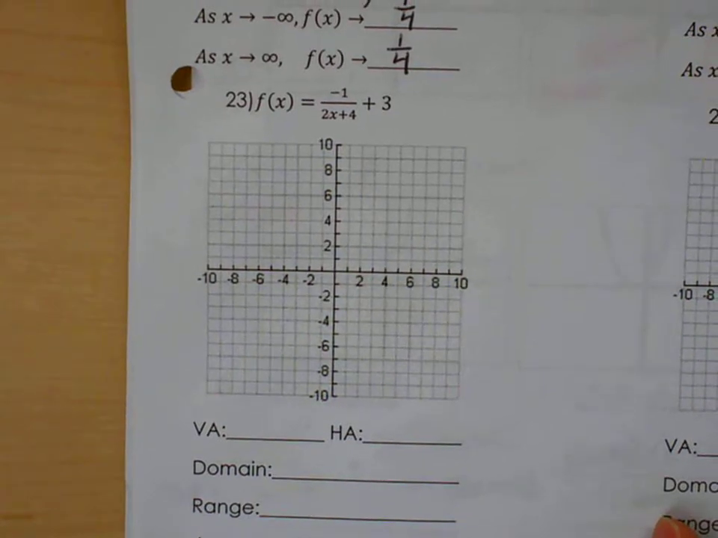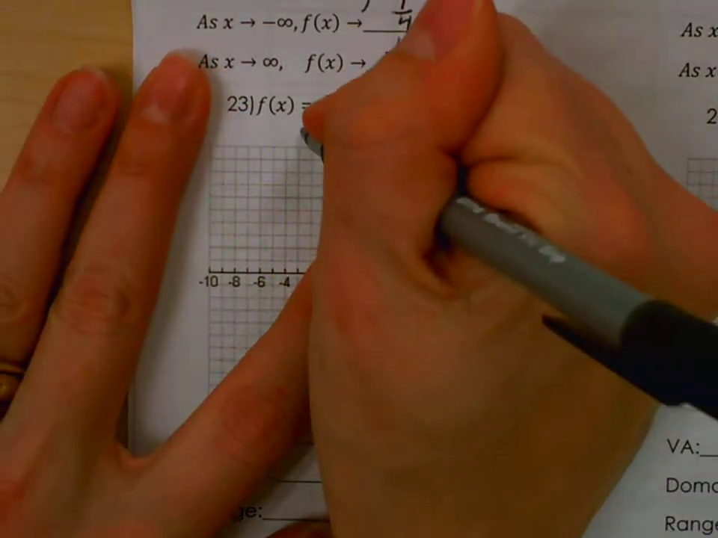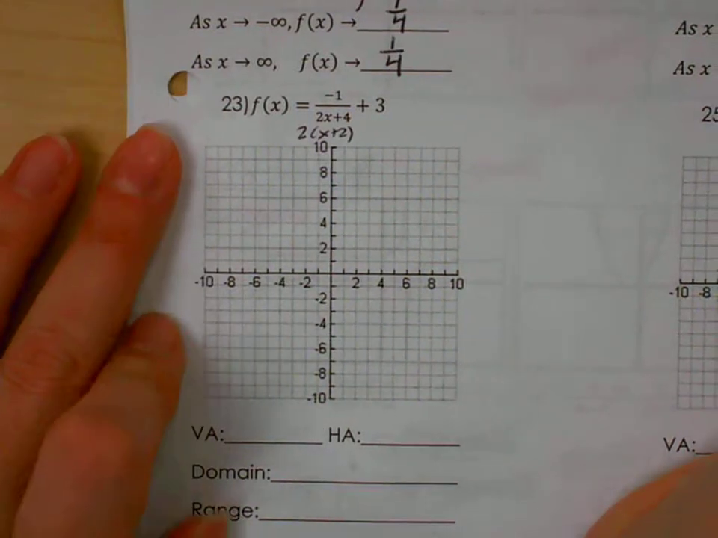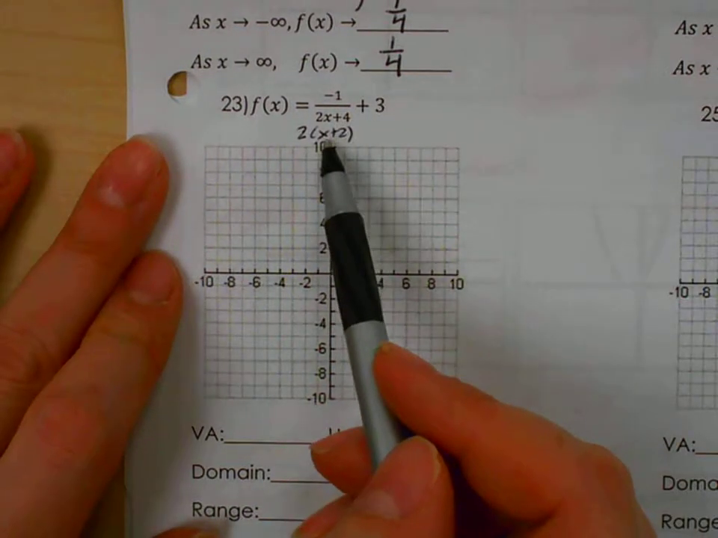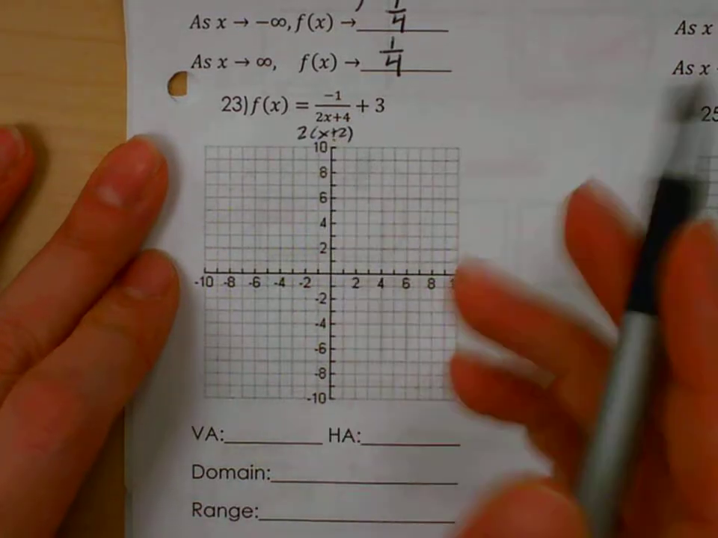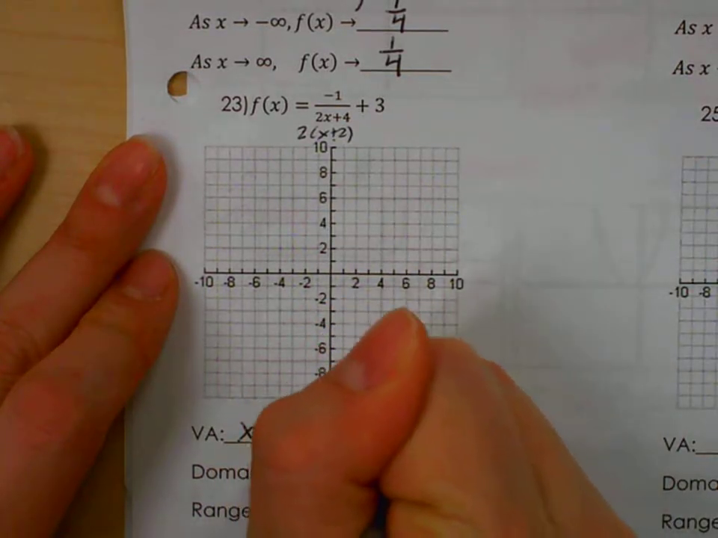So on this one, again, I look to see if I can factor. Down here, I can factor out a 2. Nothing else. So my vertical asymptote is what makes this 0. Well, negative 2 is going to make my denominator 0. So x equals negative 2.